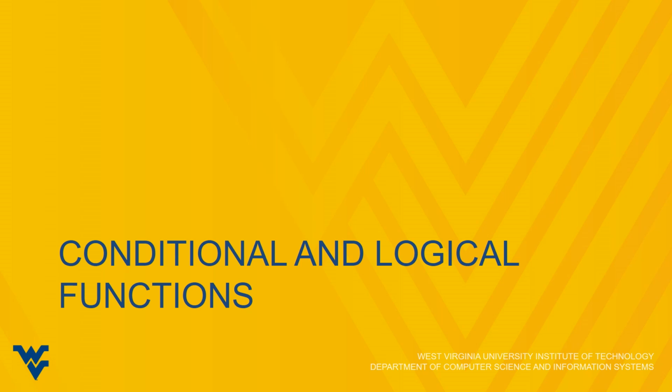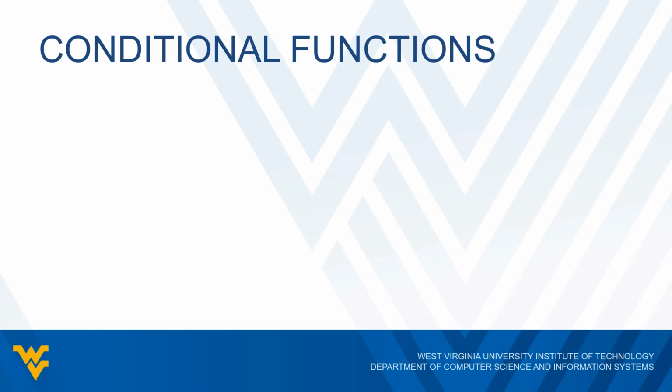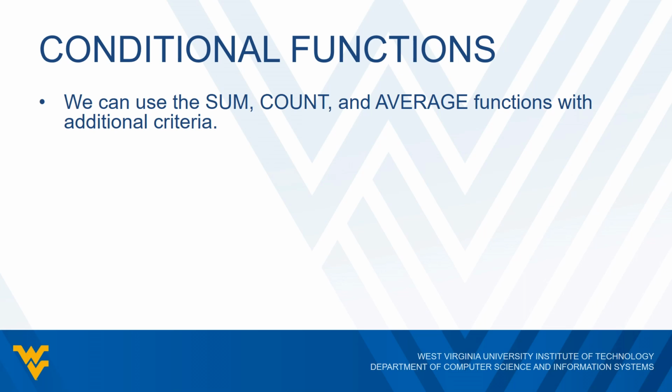We'll conclude our discussion of Excel by going over some advanced conditional and logical functions. Recall that we had three different functions that gave us the sum, the count, and average of a range of cells, and these were called sum, count, and average. Well, we can take it one step further. There are additional functions where we can get the sum, the count, and the average of ranges of cells that meet specific criteria. So these are called sum if, count if, and average if.